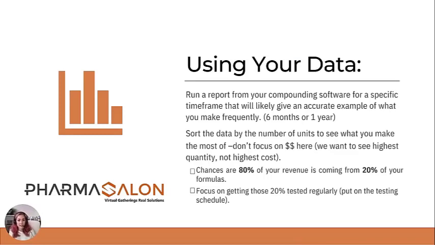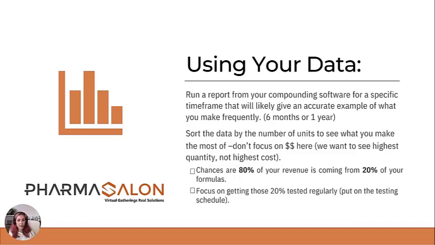The second part of this is using the data that you have. So if you can run a report from your compounding software, pick a specific time frame that's going to give you an accurate example of what you make most frequently. So that might be 6 months of data, it might be a year, maybe it's 3 months of data. Whatever is going to work for you that you believe will show you all the preparations that you make frequently.